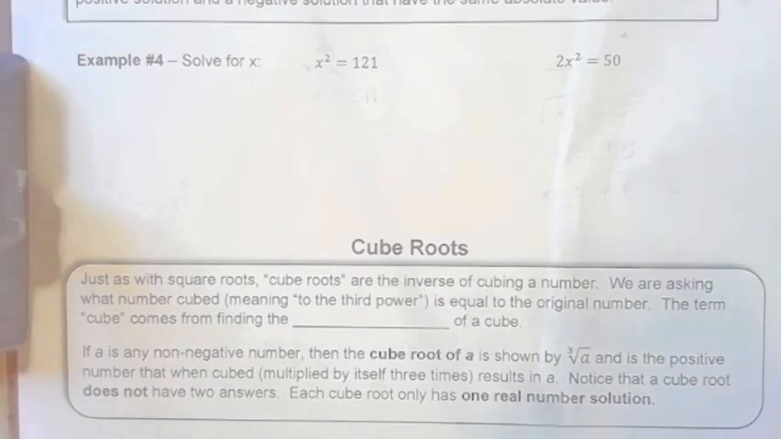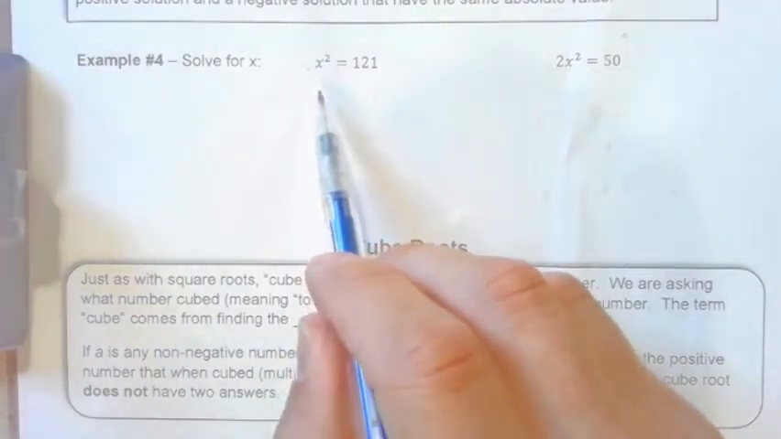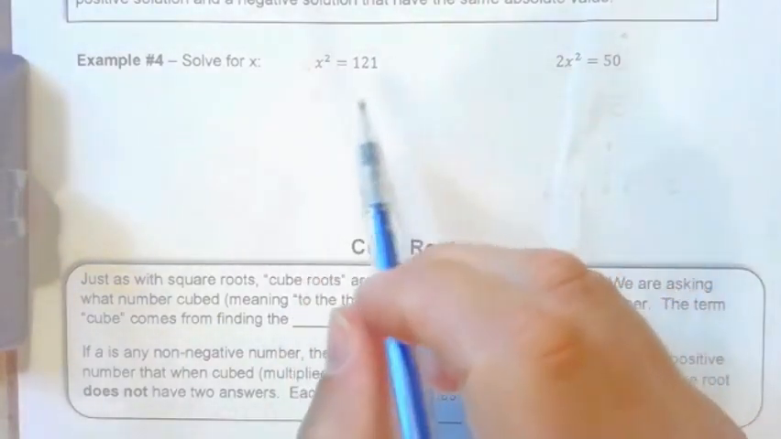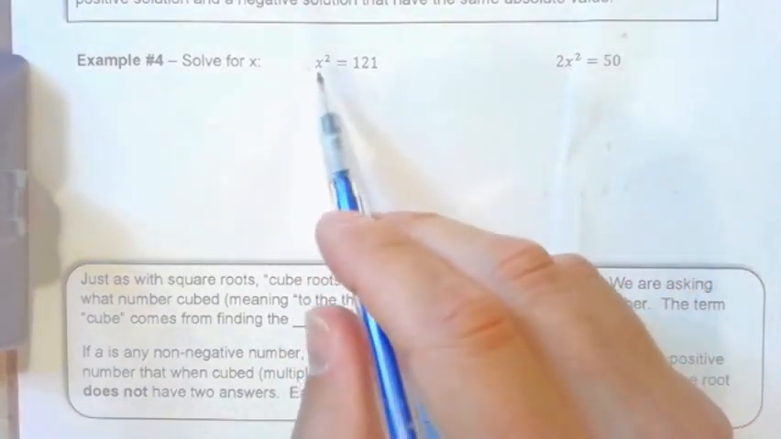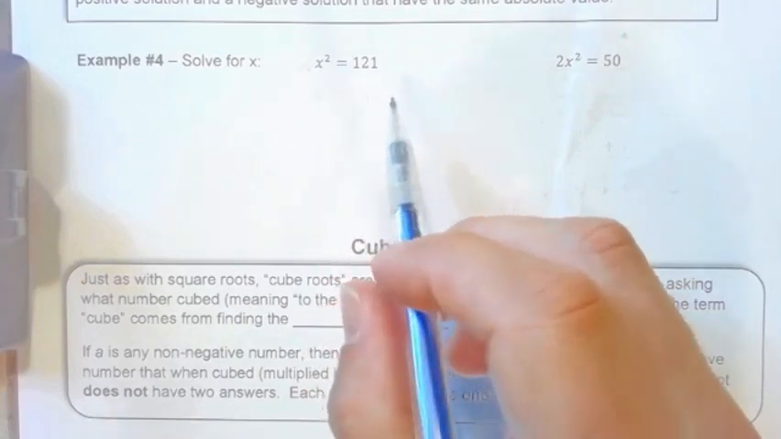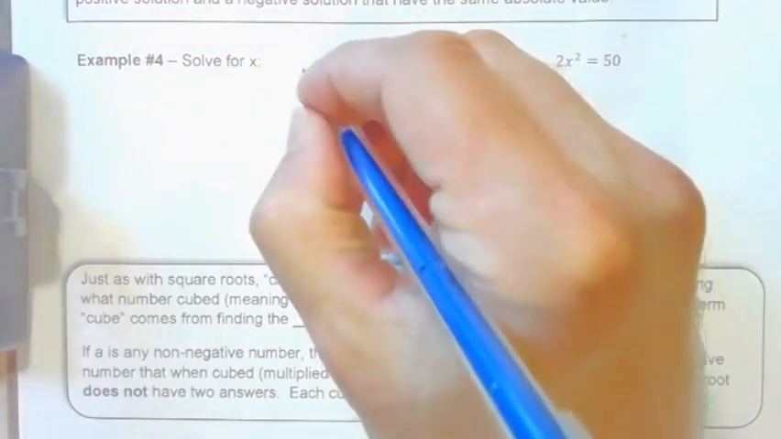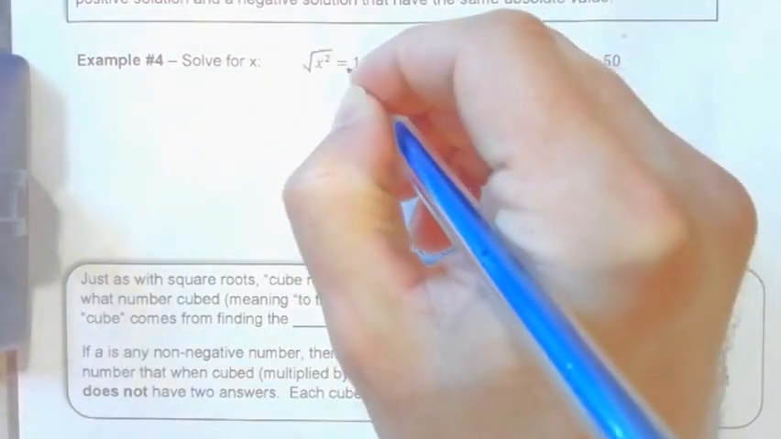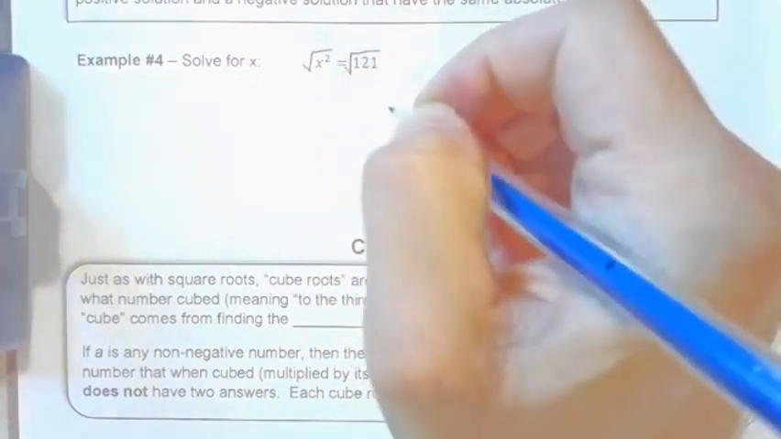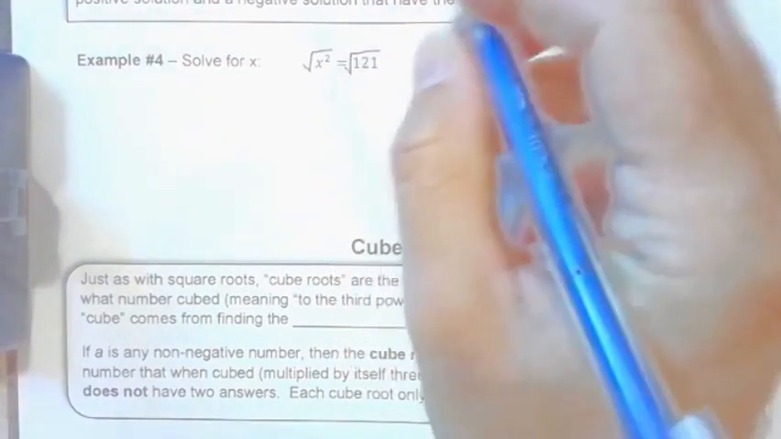In our next two examples, we're going to see if we can figure out what the value of x is in the equation. In this first example, x squared equals 121. For us to figure out what the value of x is, we're going to have to take the square root of x squared, and then we'll also have to take the square root of 121.